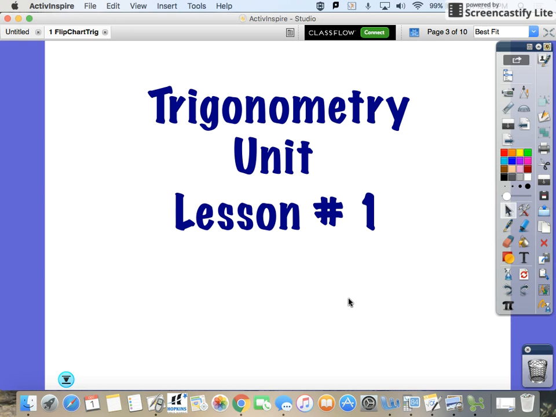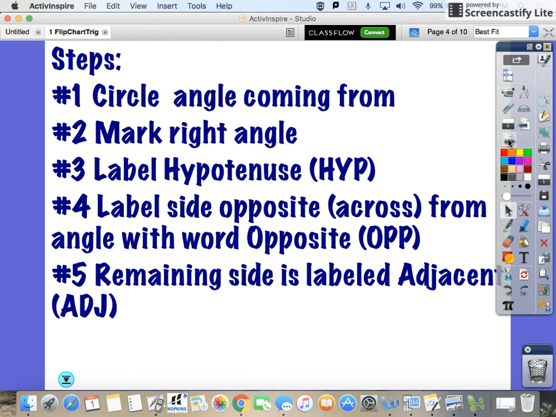This is the first lesson in the trig unit for geometry. When we start this process, there are going to be some steps that we have to follow. We're going to do all of these things, but before we do that, I want to go through what the trig functions are. We'll come back to this and we'll go through these steps afterward.